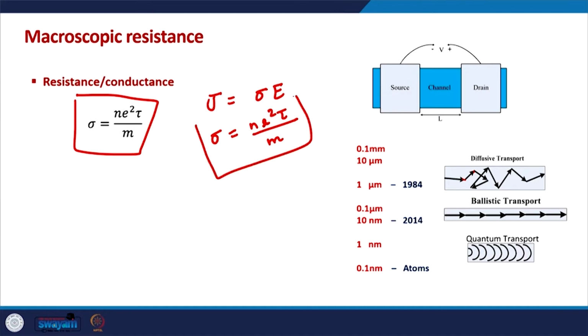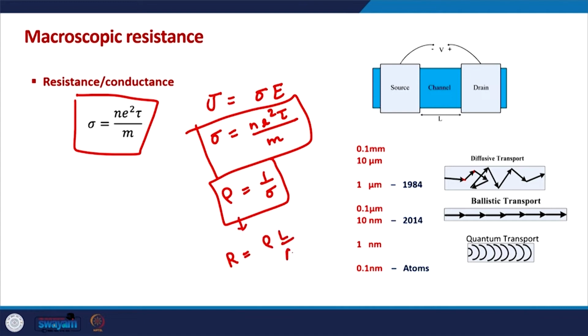So, this pretty much explains the conductivity, and from the conductivity we have the parameter resistivity, which is essentially the inverse of the conductivity, and from resistivity we can deduce the resistance of a conductor. So, for a 3D conductor, the resistance is given as the resistivity times the length of the conductor divided by the area of the cross section of the conductor. This is the conventional classical understanding of electron conduction in materials.